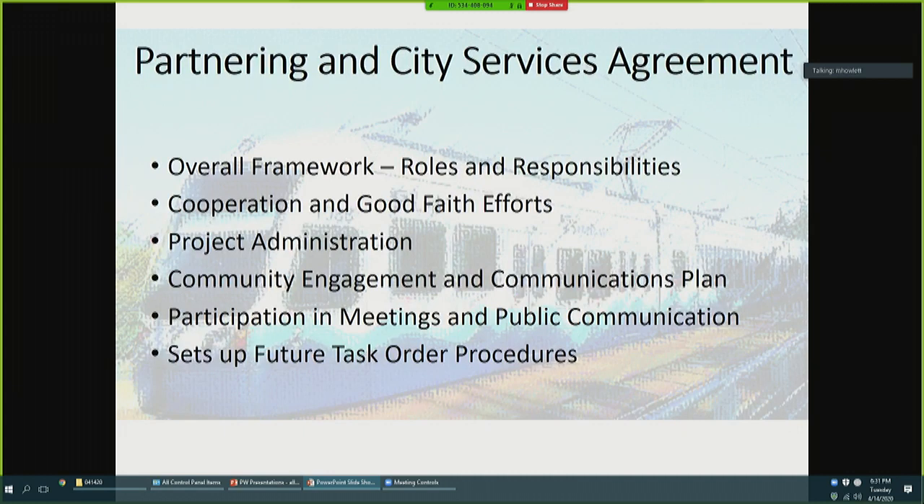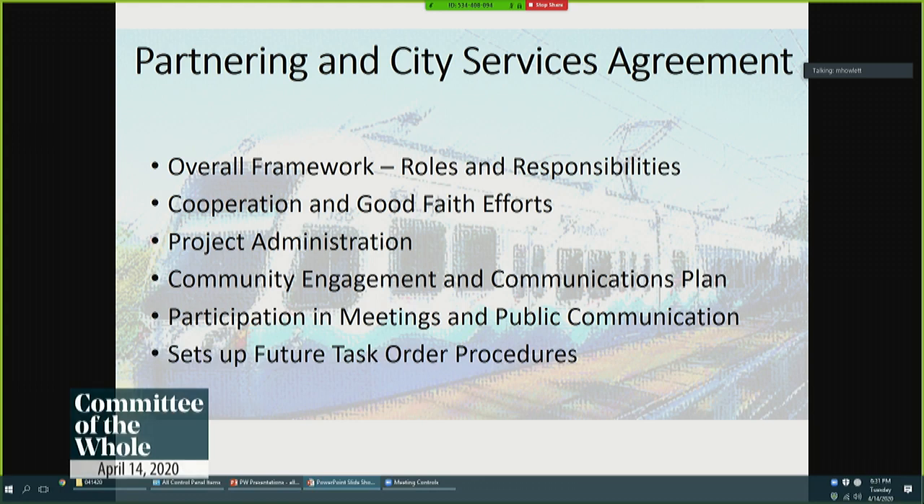Thank you. So the first agreement before you tonight, which is on page 69 of your packet, is the Partnering in City Services Agreement. And this is very similar to the way Sound Transit has done the work for the Federal Way Link extension. They have a blanket, overarching agreement, and then under that, they execute task orders to get particular work executed. And that's very similar to what they're doing here. So the first agreement is called the Partnering in City Services Agreement, and that basically lays out the roles and responsibilities between the City of Kent and Sound Transit.